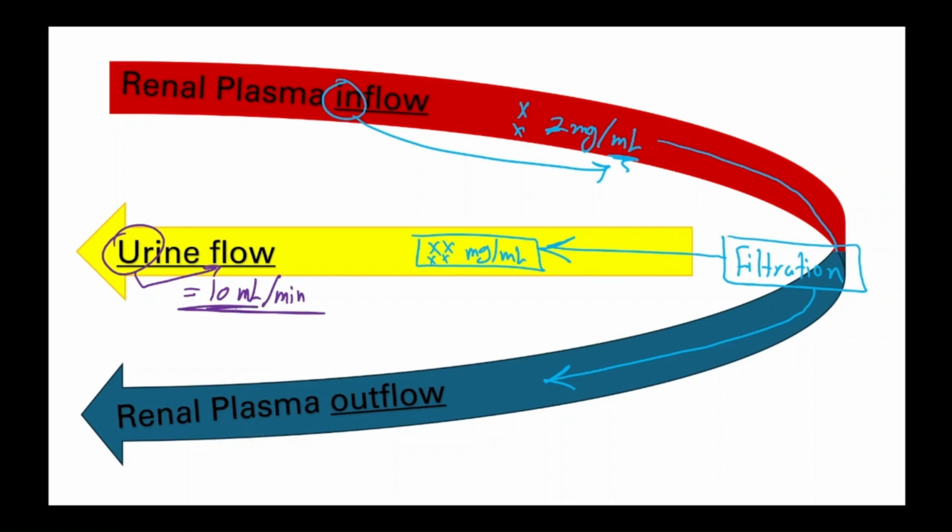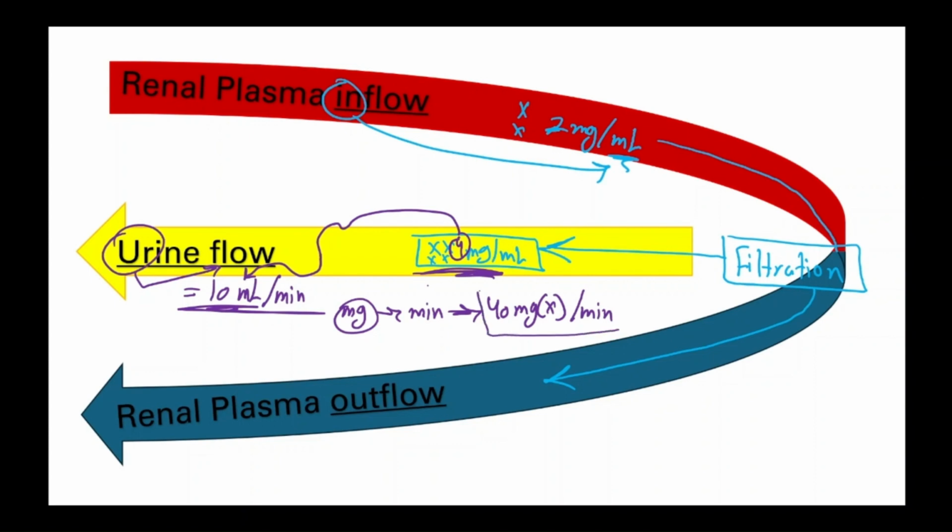By knowing the urine flow and the concentration of the substance in each ml of the urine, we can determine the amount of the substance that is being excreted in the urine for each minute. It's simply by multiplying the 4 mg for each ml by 10 mL, we will find that 40 mg of the substance X is being excreted in the urine for each minute. So this is the amount of the substance that is being excreted in the urine.